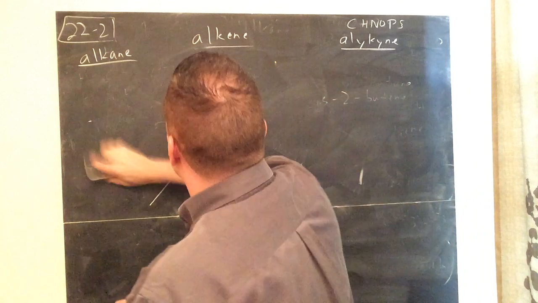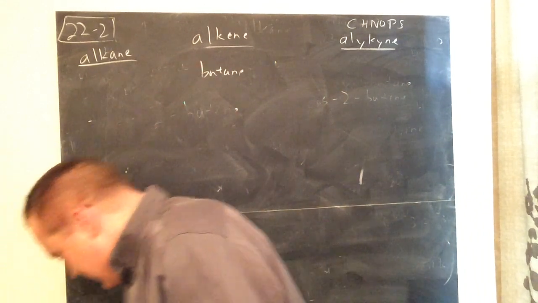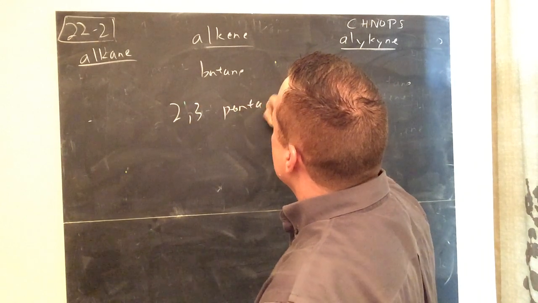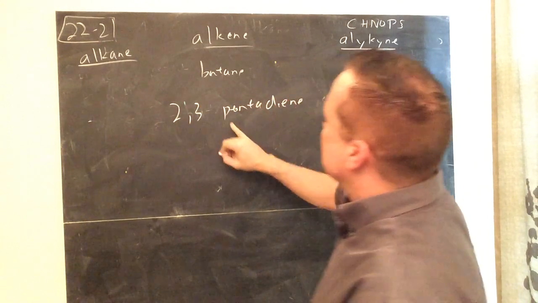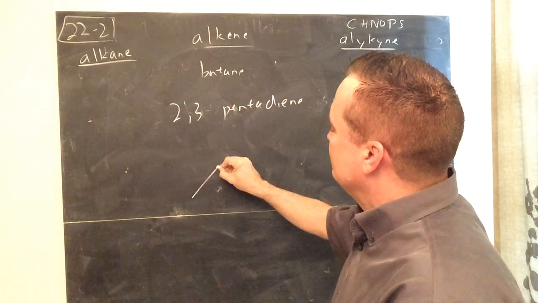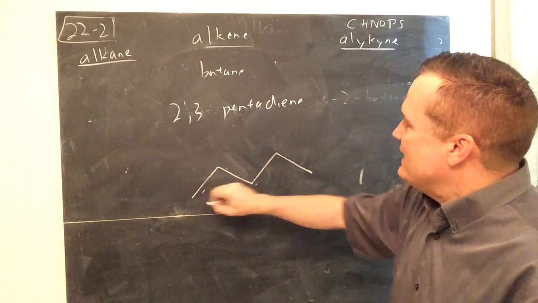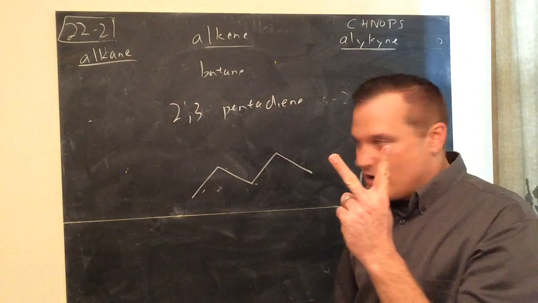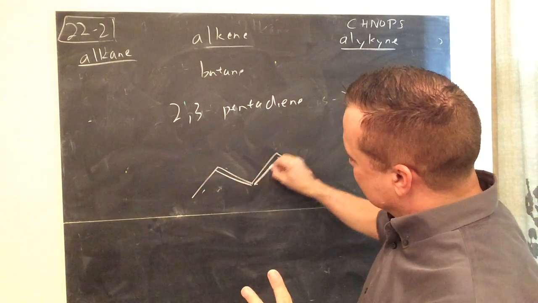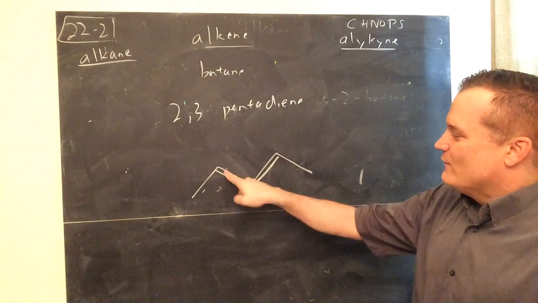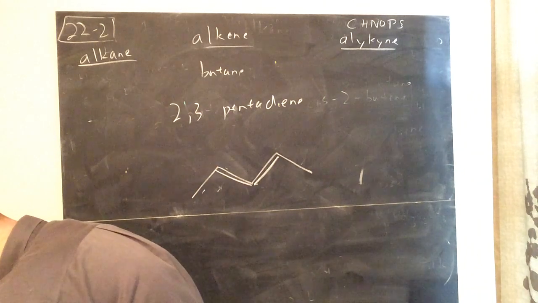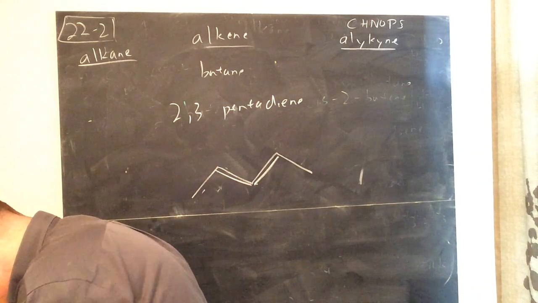It says to do 2,3-pentadiene. And I told you about this a moment ago. 2,3-pentadiene. So first draw pentane: 1, 2, 3, 4, 5. Now diene means there's going to be two double bonds. One starts at carbon number 2, and one starts at carbon number 3. So it would be like that. One there and one there. All right. 2,3-pentadiene.